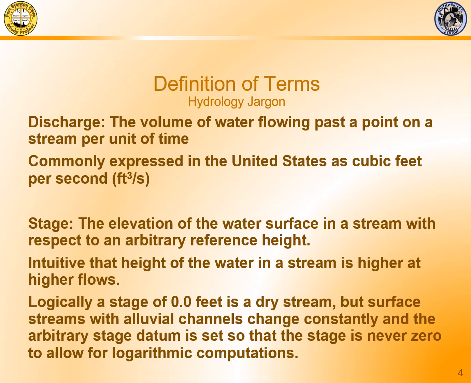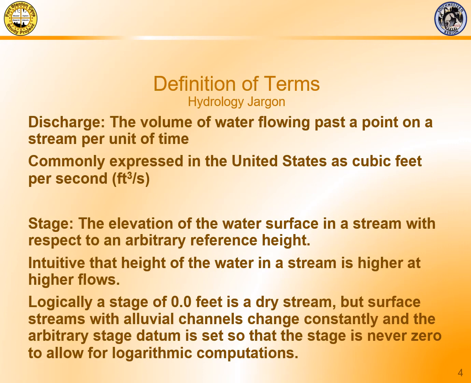I'm going to define some terms here up front. Frankly, some of these terms are just hydrology jargon. The first term is discharge. That is the volume of water flowing past a point on a stream per unit of time. In the United States, that's commonly expressed as cubic feet per second. That is how many cubic feet of water are going past a point every second.